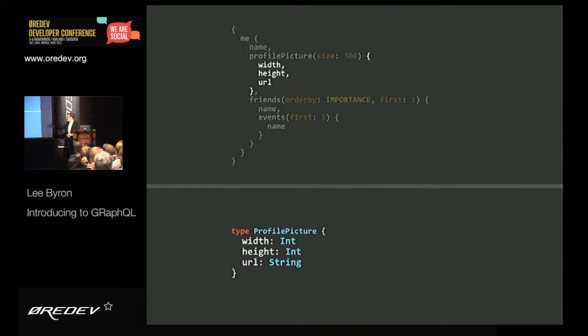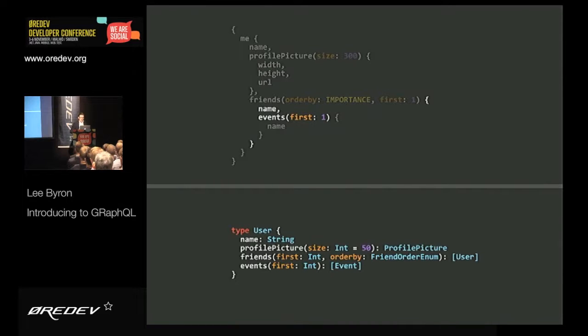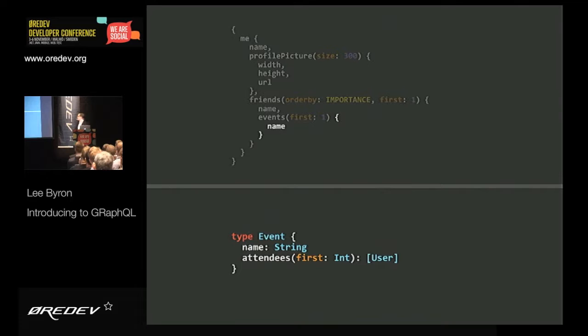Profile picture describes width, height, URL. It's integers and strings. And friends returns a list of viewers. And notice we didn't have to add new syntax for dealing with lists. We're just going to ask for the same information about each item in that list. And again, we're in user, so we can ask for the name, and we can ask for events. Events is also going to return us a list of events. And then within that, we can ask for name. So we have a type system. We can follow the type system as we follow the query.